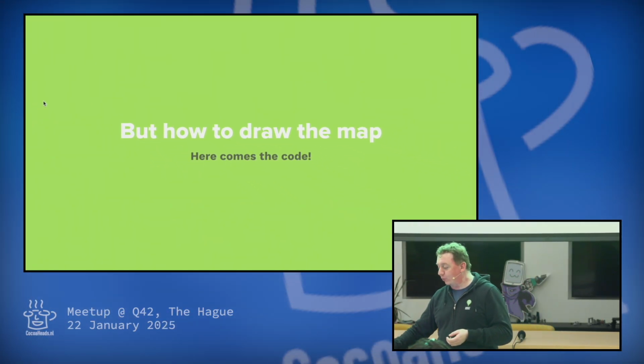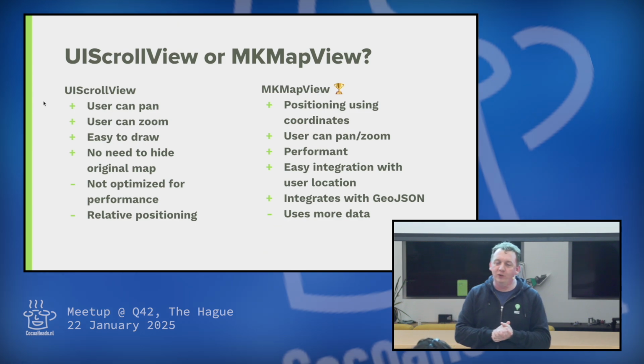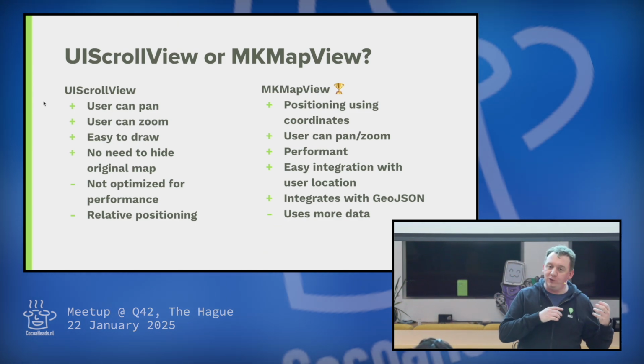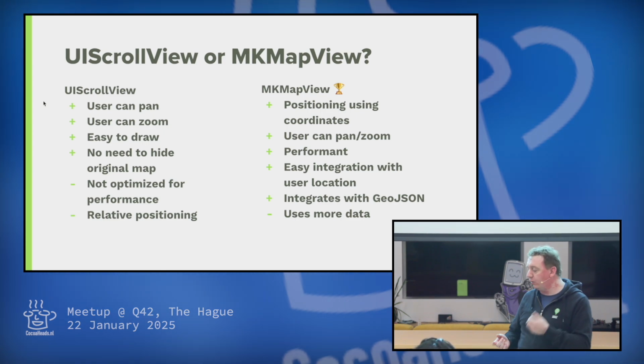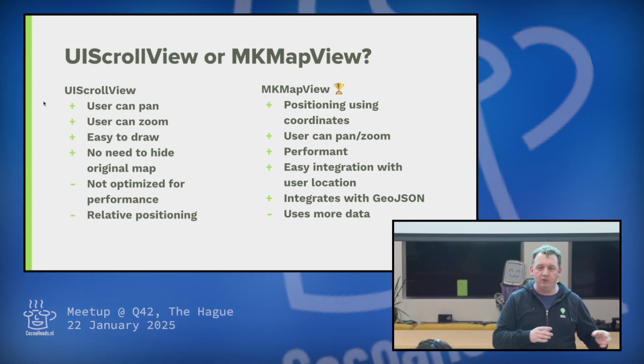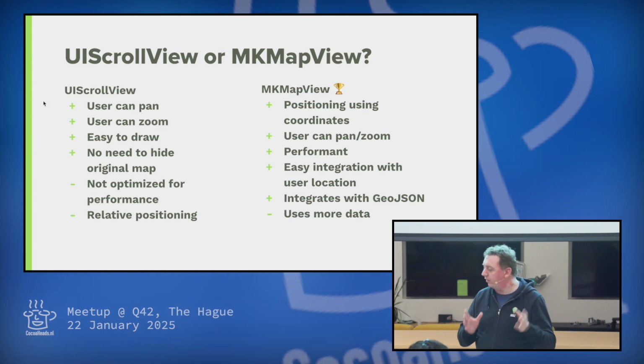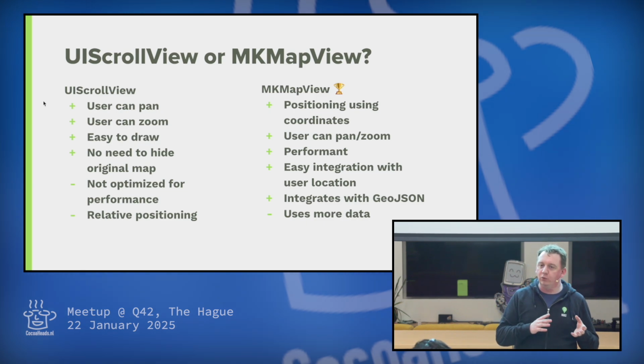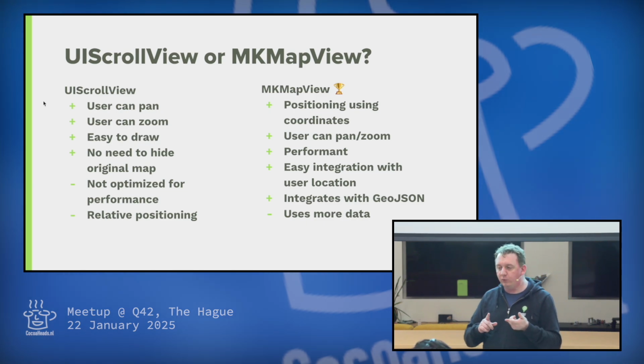Then first comes a question. Do we go with a UIScrollView or an MKMapView? UIScrollView would be a sort of obvious choice. We're drawing an indoor map. We don't need any details from around the surroundings. We don't need roads. We don't need any of that. So a UIScrollView would be easy. We could pan, we could zoom.